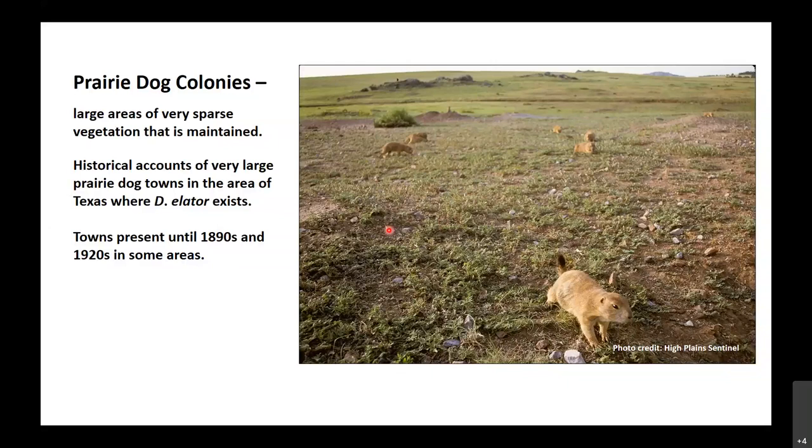There were a lot of towns of large area that probably provided habitat. And it could be that the kangaroo rats weren't necessarily right in the middle of the prairie dog town, but rather specialized on the edge where there was enough bare ground, but also seed producing plant species.